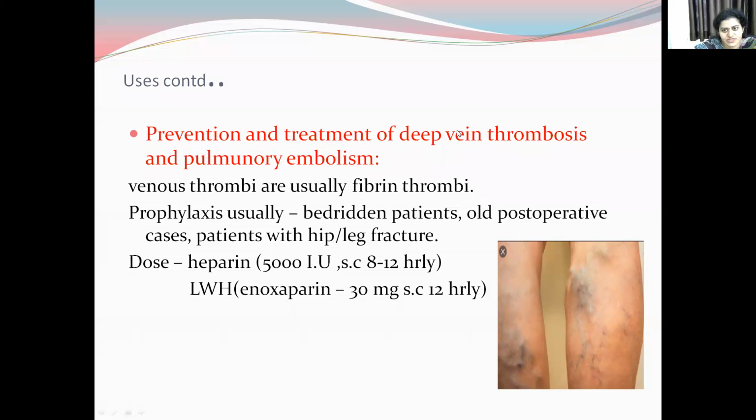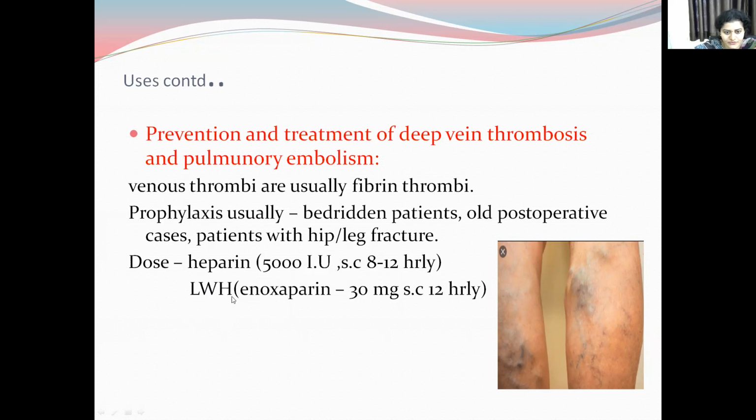Why do we give them in deep vein thrombosis? Venous thrombi are mostly fibrin thrombi, so heparin and warfarin are the drugs of choice. Prophylactically also, these anticoagulants can be given to prevent deep vein thrombosis. Prophylaxis is mostly given in bedridden patients, old post-operative cases, and patients with hip and leg fractures. The dose of heparin is 5000 international units, subcutaneous, 8 to 12 hourly.